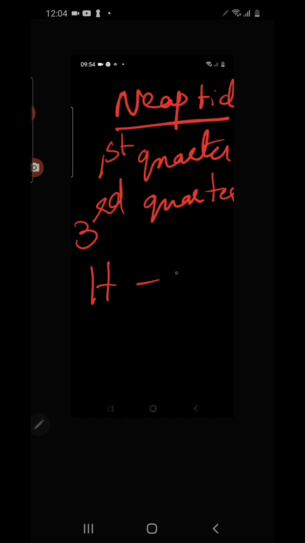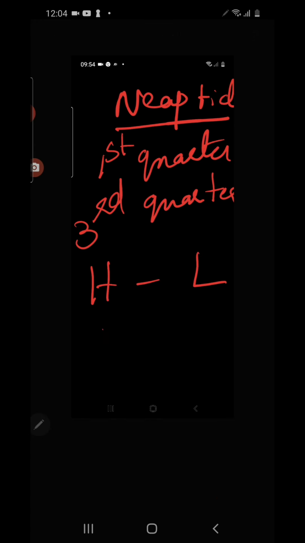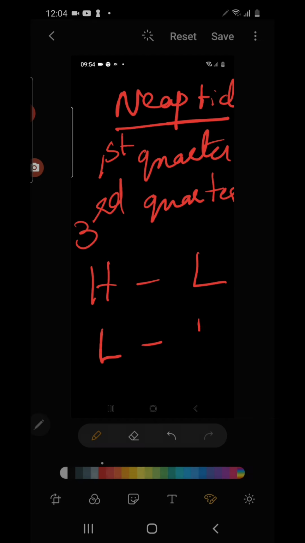High tide will be lower and low tide will be higher. Understood? So you understand the difference. This is called neap tide. Okay, now what is the difference between spring tide and neap tide?